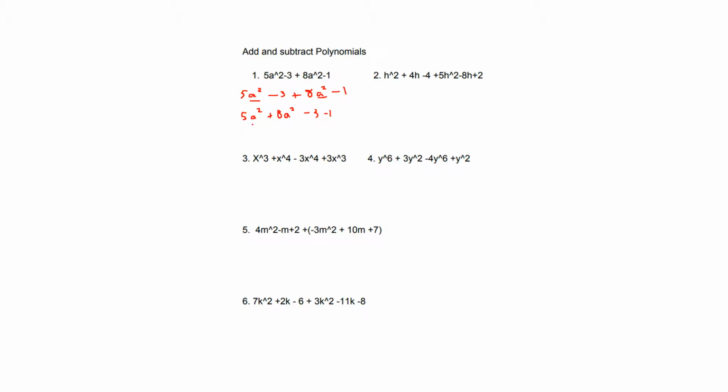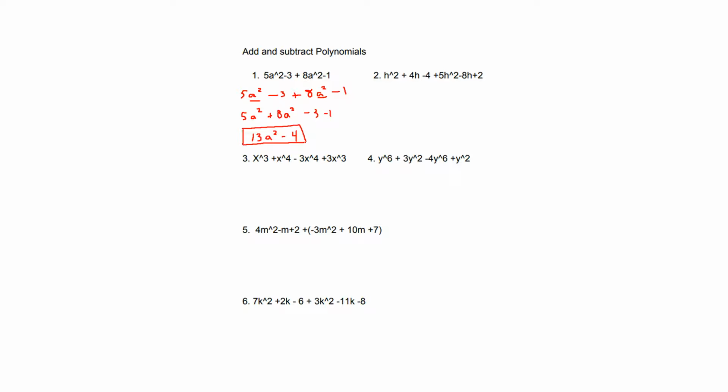And here you could combine the like terms. So you could combine 5a squared and 8a squared. So it becomes 13a squared. You could combine -3 and -1 so that it becomes -4. That's your answer for number 1.